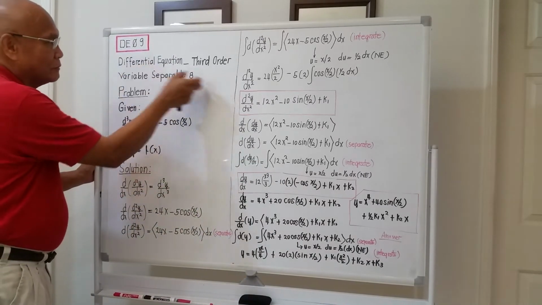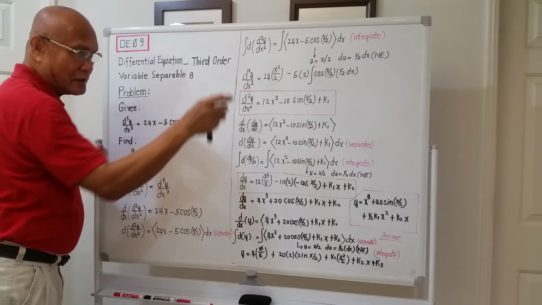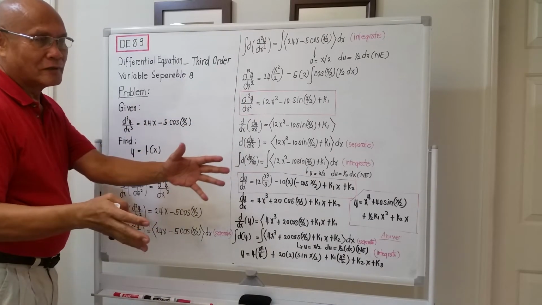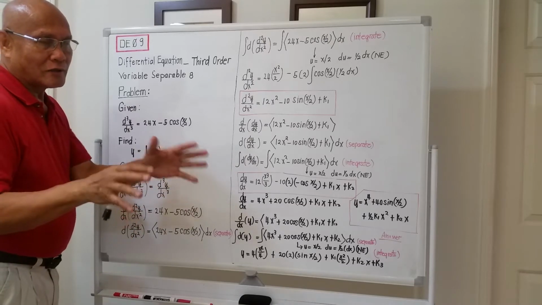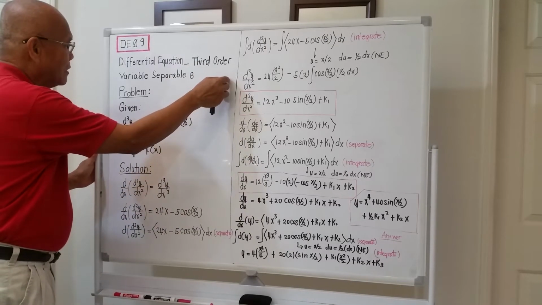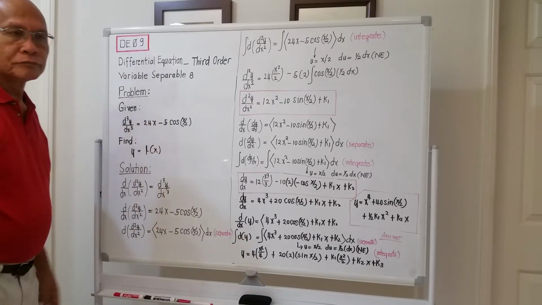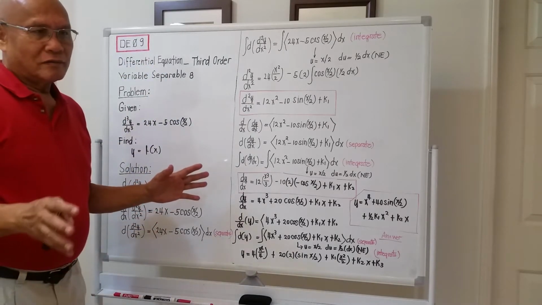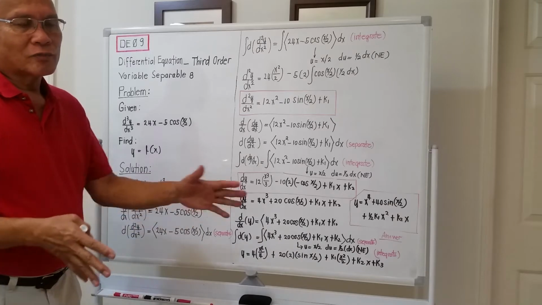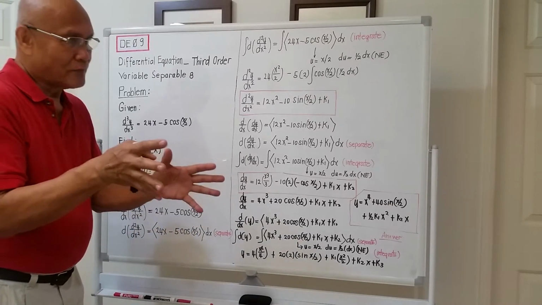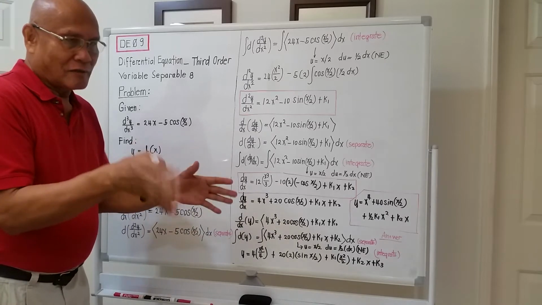Differential equation, still third order. The example yesterday was third order, but it's another problem. So I will give you another variation for third order variable separable differential equation. This problem is just an evaluation problem, but there's a so-called variation from the previous examples.